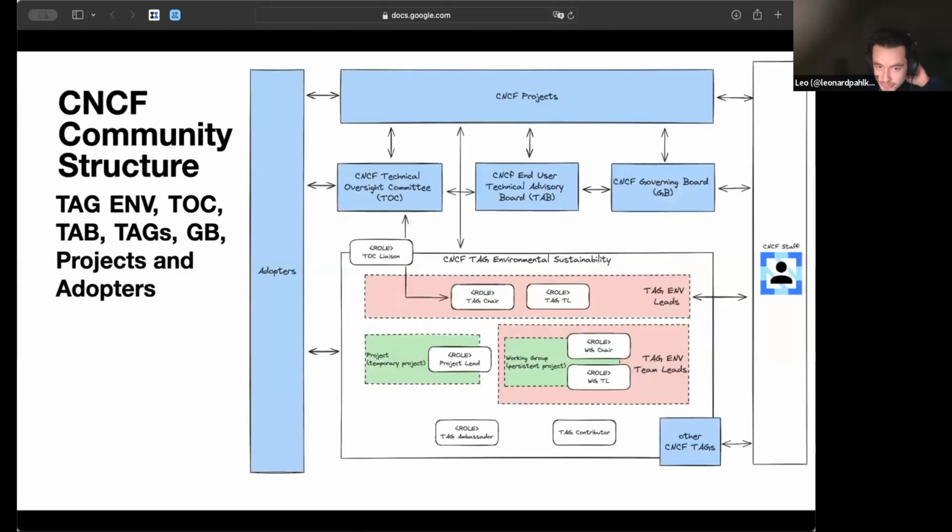Right. And as I said, this is the next slide where you can see a lot more of those structures. If you zoom out a little bit, there are other committees, other groups in the CNCF. So you have adopters on the left side, which is basically just any company, does not need to be an end user. So there are also end users who are an active part in the CNCF.